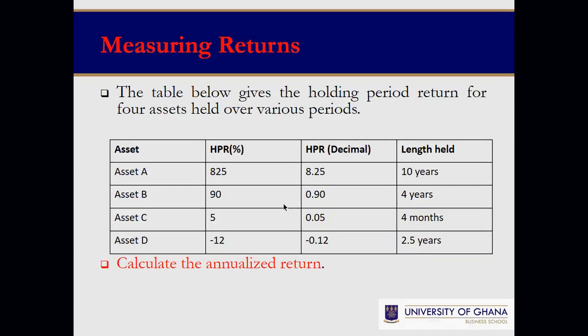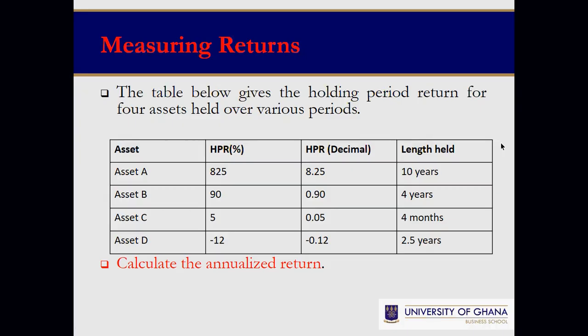So for example, we can look at what we have here. Don't use the HPR percentage; we are using the decimal. If you want to use the HPR percentage, then it will be 100 plus the HPR. But if you want to use this one, it is 1 plus HPR. So let me do just 2 and then you try the rest yourself.